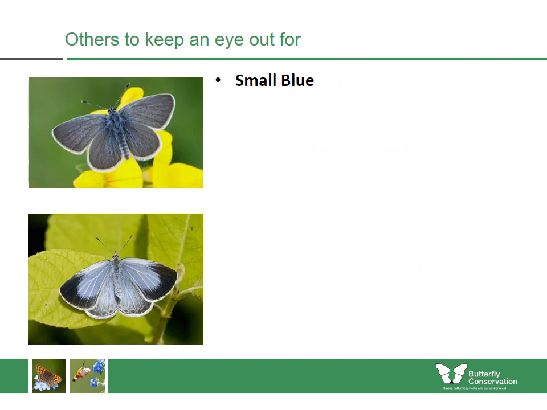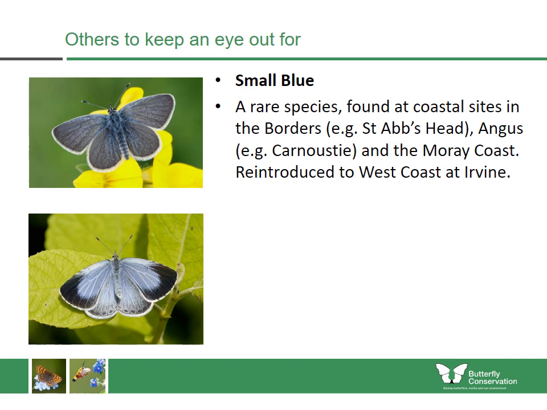Two of the blue butterflies you might look out for. So we'll start with the small blue, which is the UK's smallest butterfly species. It's fairly rare in Scotland and again mostly found in coastal sites, although there are a few inland sites. You can find it in the Borders and in Angus and in the Moray coast, but has also been reintroduced to the west coast at Irvine. It's a very, very dark blue butterfly in appearance, and the underside is a very light pale grey colour.